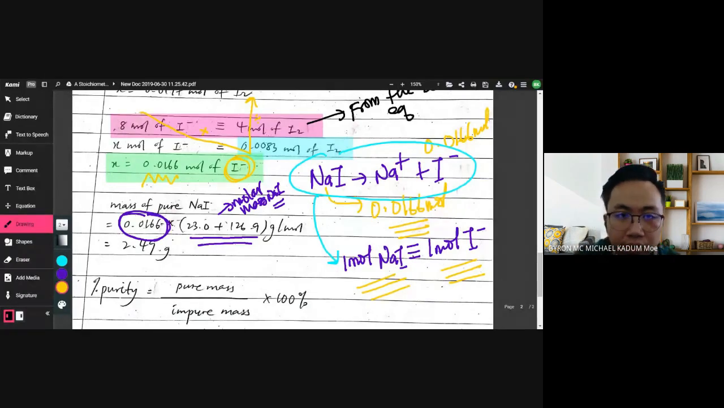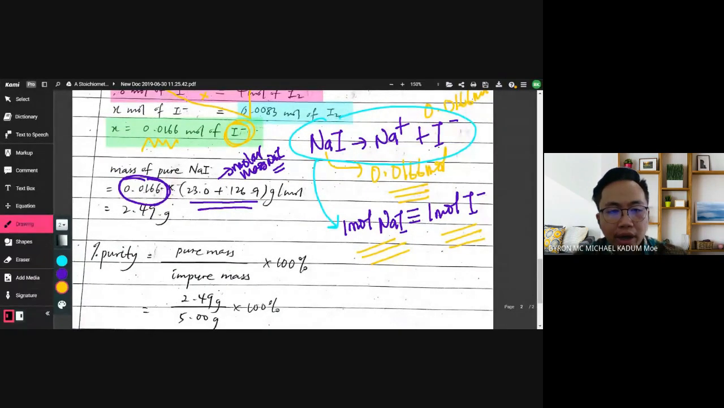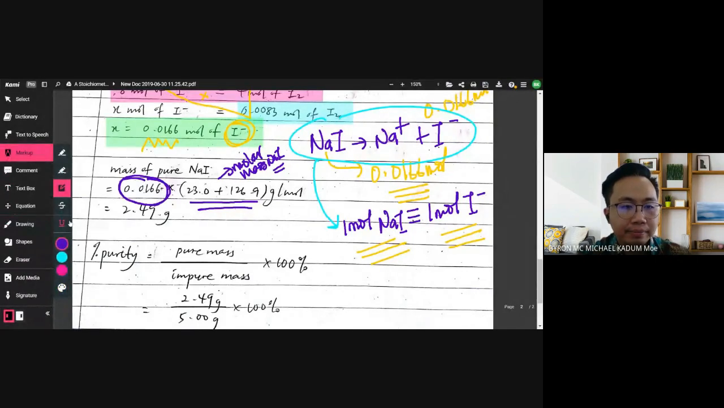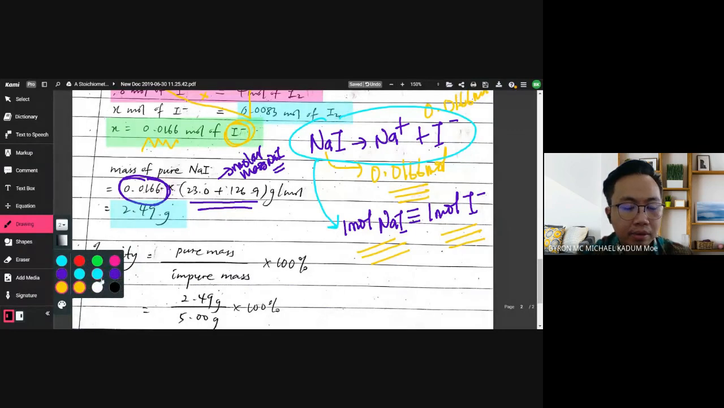Okay. Kita teruskan dulu sikit lagi. So when you work out the mass of NaI, so this is the mass of NaI. Tidak apa. Sekarang ini mungkin agak sedikit sukar, tapi practice makes better, guys. Kita kena buat banyak-banyak practice.